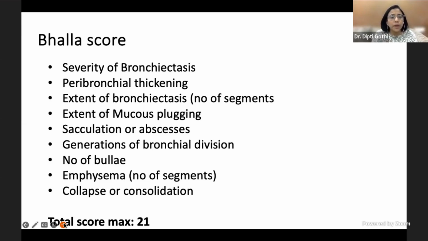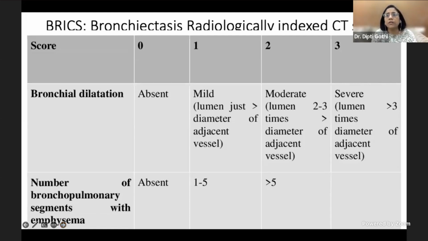But if you see a simple one, which is called the BRICS or bronchiectasis radiology index CT score, it is very easy to understand, very easy to implement. None of our radiologists really define bronchiectasis with respect to the extent and severity. You just describe one terminology and leave it at that. If you have a severe one, with lumen three times the diameter of the vessel, or you have a mild and moderate dilatation of bronchi, and how many segments are involved. So the maximum score out here is 3 plus 5. And if there is a score of 5, then you would call it a severe bronchiectasis.